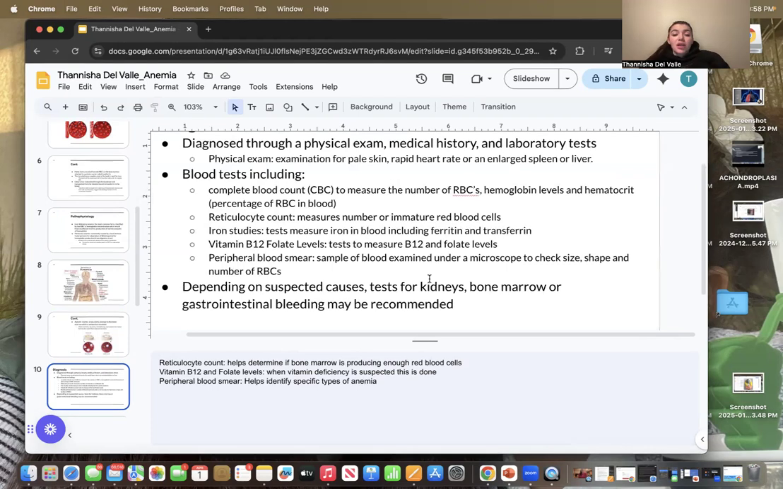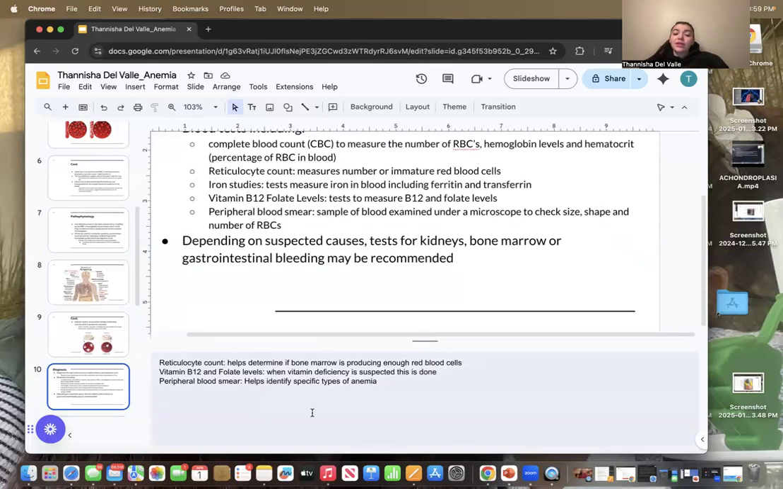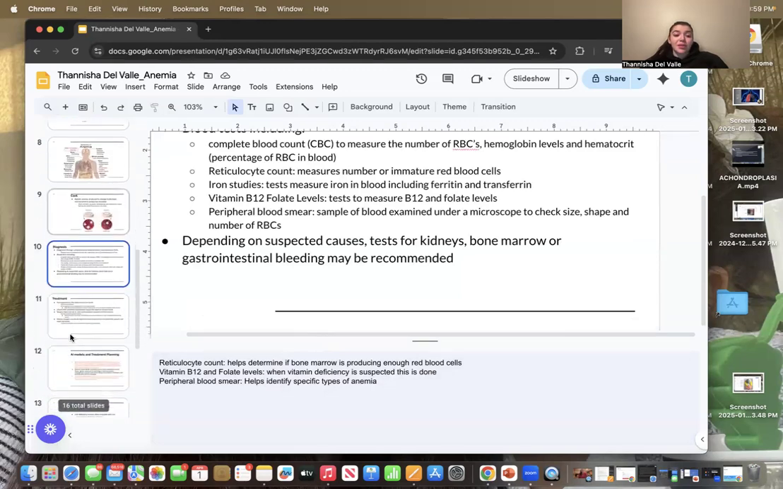Iron studies measure iron in the blood, including ferritin and transferrin. Vitamin B12 and folate tests measure B12 and folate levels. A peripheral blood smear is a sample of blood examined under a microscope. So again, this helps identify specific types of anemia.